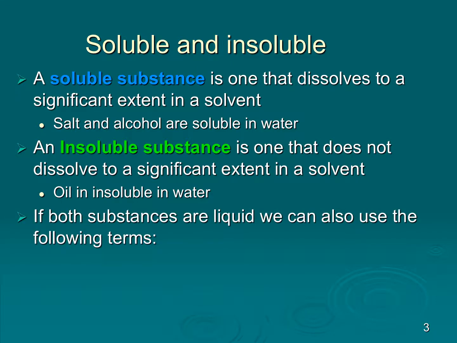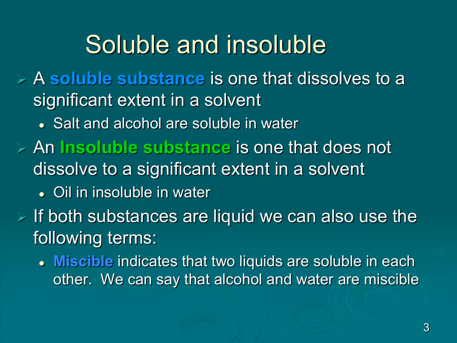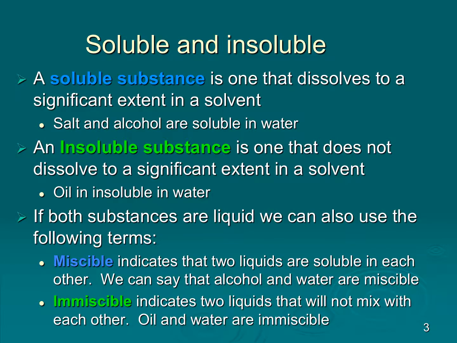We can use a few other terms. If both substances happen to be liquid, we can also use the following terms. Miscible means that 2 liquids are soluble in each other or mixable in each other. So we can say that alcohol and water are miscible. Immiscible indicates 2 liquids that will not mix with each other, and so oil and water are immiscible. You can use soluble and insoluble universally, but miscible and immiscible will be specifically for 2 liquids. So we would not say salt is miscible in water. We would say salt is soluble in water.